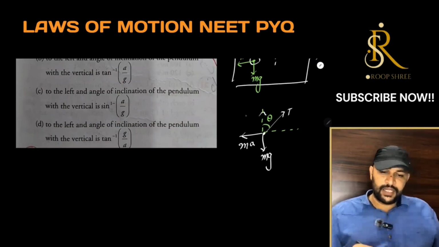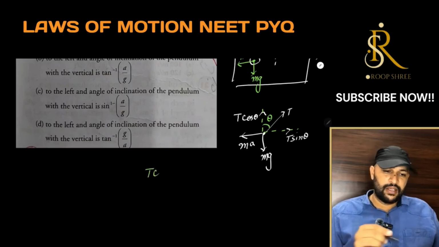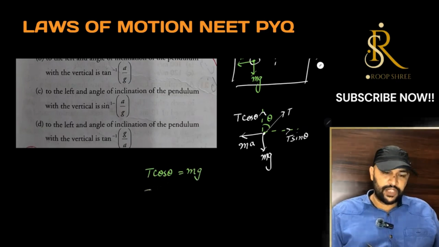Now let's split our tension force. It will be T cos theta upward in direction, right? And T sin theta on the right hand side. Now T cos theta is equalized by the weight, which is mg, and T sin theta is equalized by the pseudo force ma. This is equation 1 and this is our equation 2.